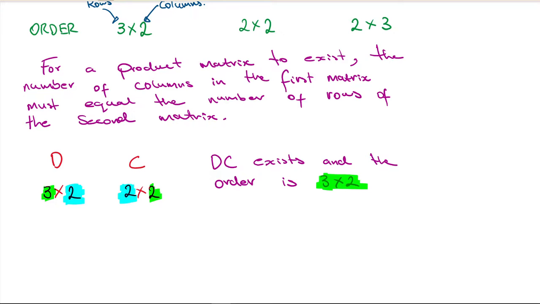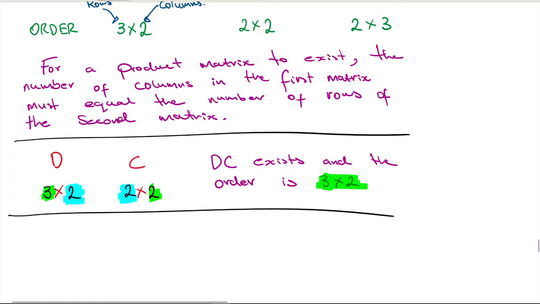Okay, now let's try CD. So this was the first one, that's done. So C and D. C has the order 2 by 2, D is 3 by 2. The number of columns in the first matrix does not match the number of rows in the second matrix. This one does not exist. CD does not exist.